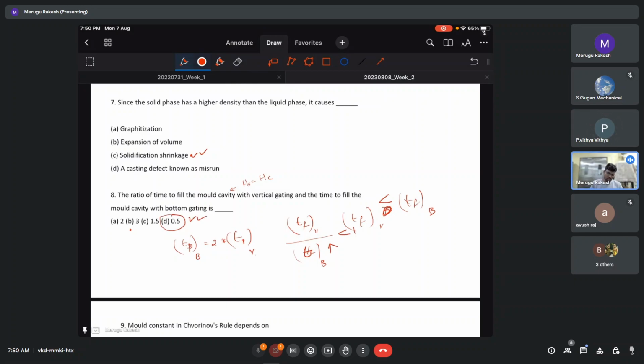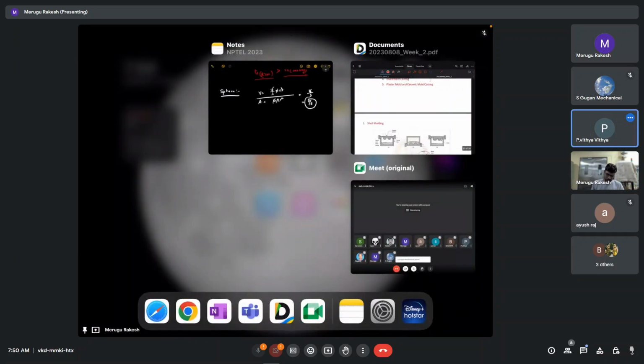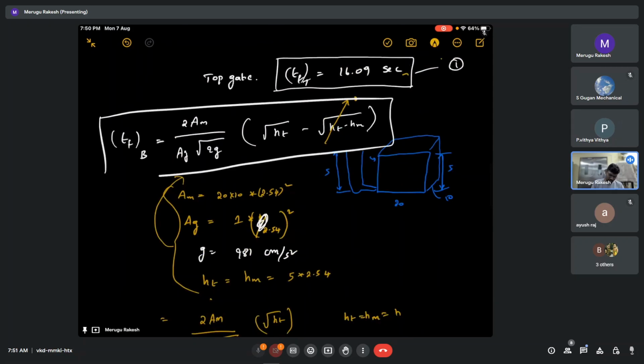It is a simple way to answer, but if you want to find the reason, this is how it happens. The time of pouring for the bottom is almost twice the time for the vertical gating system if H is equal to Hc, or in any case, it is always true. Why? I will show you. See, this is the formula for the bottom gating system, right? We have this negative term, HT minus HTM, and we have a multiplication of 2. That is one reason we are always getting this value more than the top gating system.